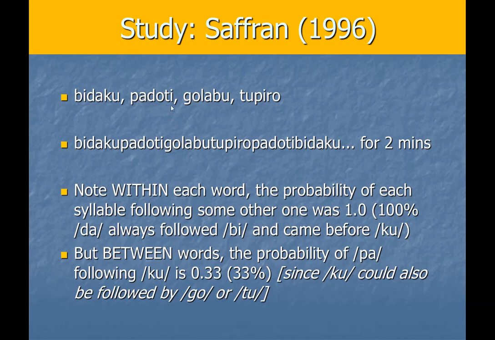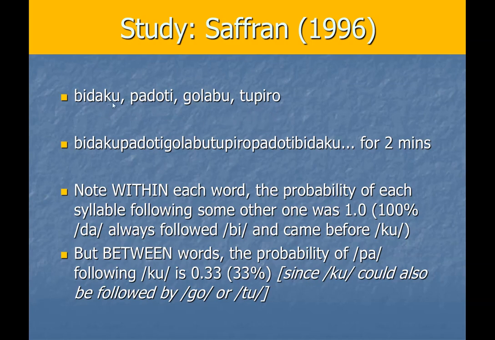Likewise, the do sound in Padoti, in this whole language, only shows up before the ti sound and after the pa sound. So within each word, there's a very, very clear pattern. And yet, because they randomized which words followed which other words in this 2 minute stream, between the words, as I transition from Bidaku, the ku at the end of Bidaku is not always followed by the same thing. What follows ku is sometimes pa for Padoti, sometimes go for Gulabu, and sometimes tu for Tupiro.